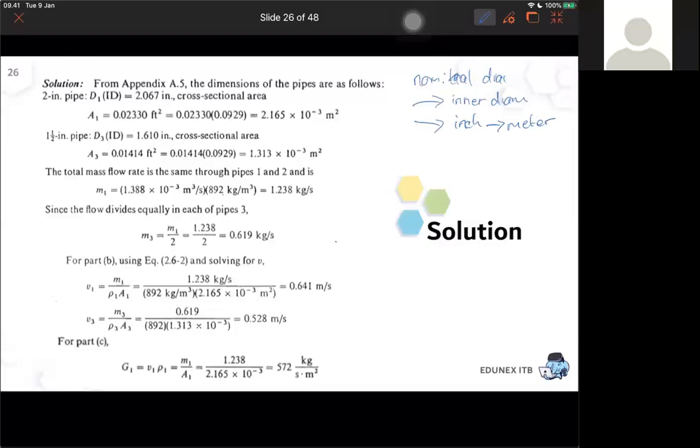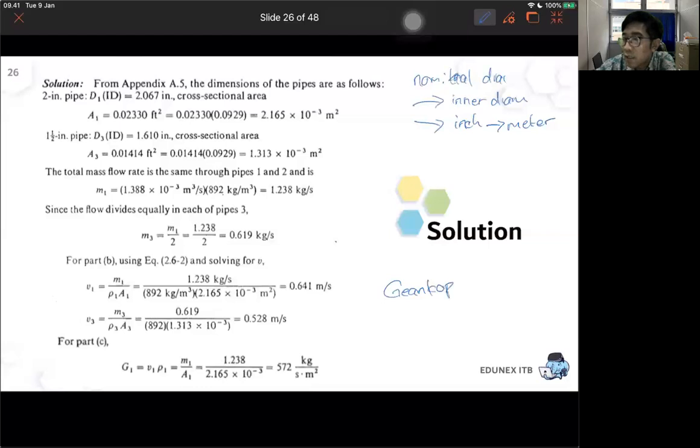Okay, any question? Sir, I have a question. How do you know that mass velocity is asking for flux? Oh, this is the term already stated in the textbook. I took it from Geankoplis. Geankoplis states the mass velocity as flux.